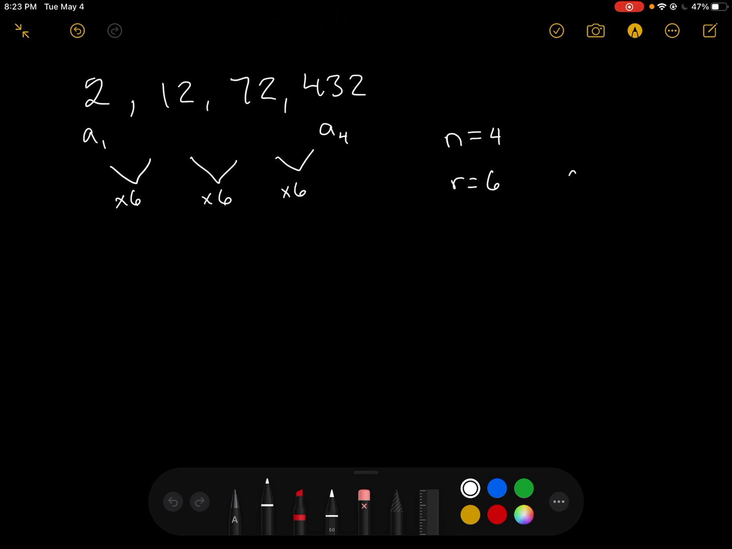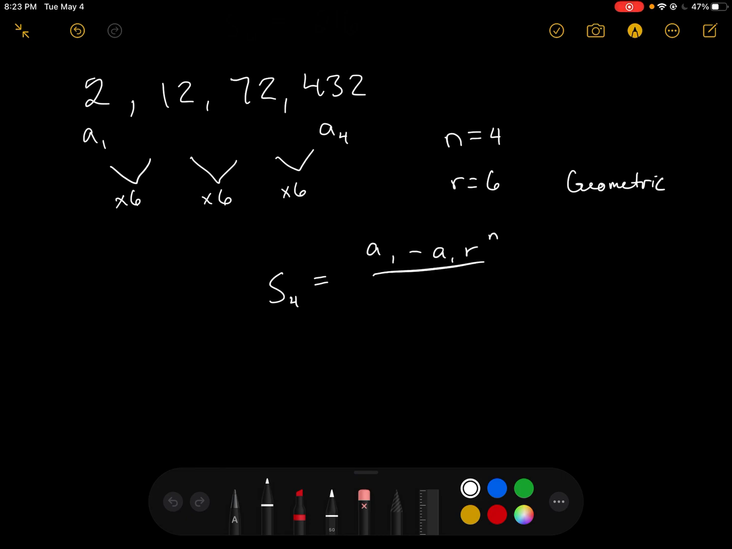But it looks like we don't add 10 to 12 to get to 72. So what do we do here? Well, it looks like we're multiplying by 6. So we're going to call R our common ratio, 6, because we multiply. This is geometric.